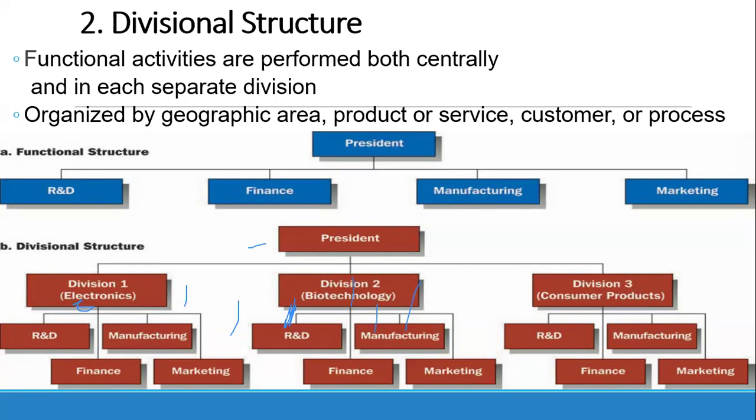Which means that when there is a problem to be resolved at the divisional level, it will be handled by the divisional heads. So, for instance, if there is a conflict to be resolved at Division 1, Divisions 2 and 3 will not be bothered about it because they have no role to play over there. Division 1 is autonomous in itself. And that is why we see the divisional structure encourages decentralization, because the president will delegate responsibility and authority for these divisional heads to handle conflicts and confusions that will crop up over there.